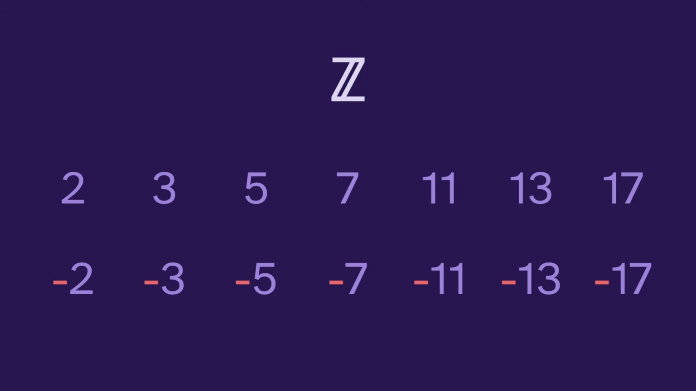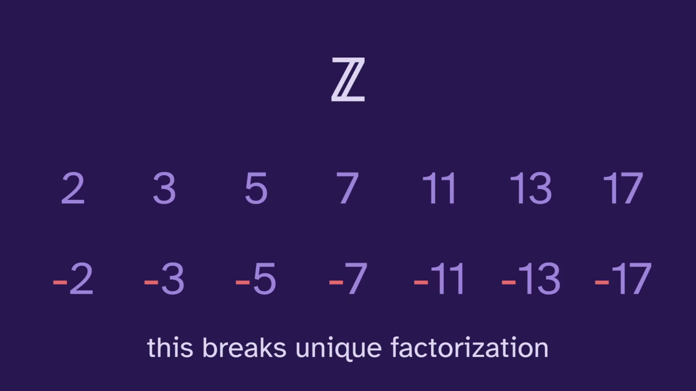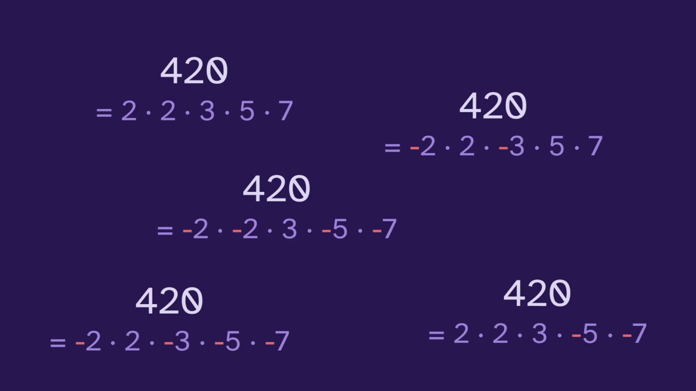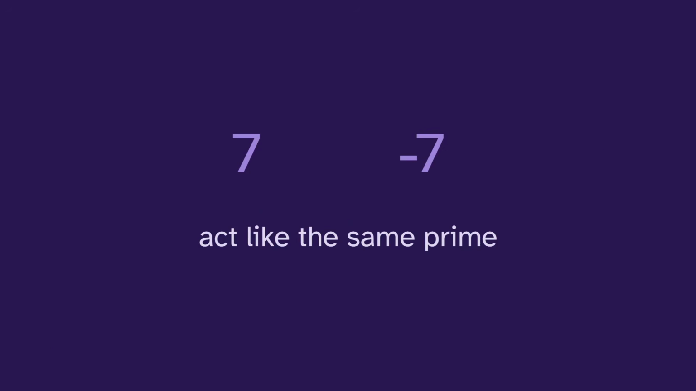Let's go back to the familiar primes. We usually think of them in the natural numbers. If we try to extend to all integers, we get these negative primes. And this breaks unique factorization. Now there's a bunch of different ways to factor 420. But they're not that different. We just have positive and negative versions of each prime. So 7 and negative 7 kind of act like the same prime. Ideally, we would have a way to consider them equal. And there is a way.